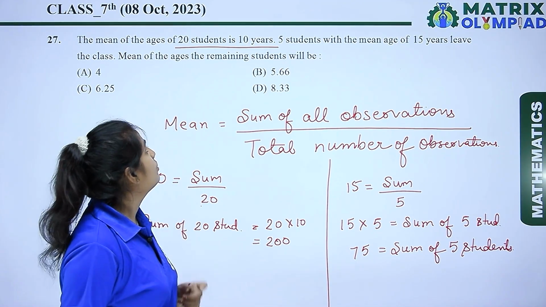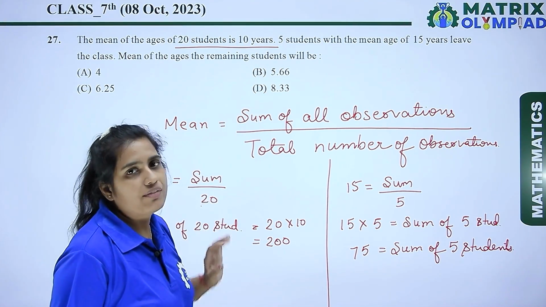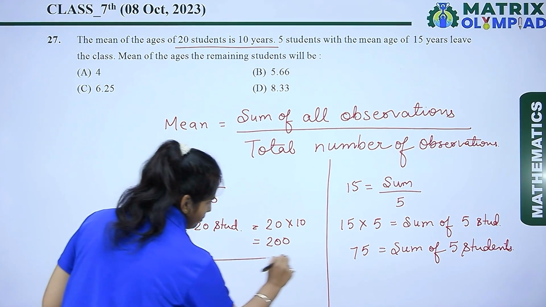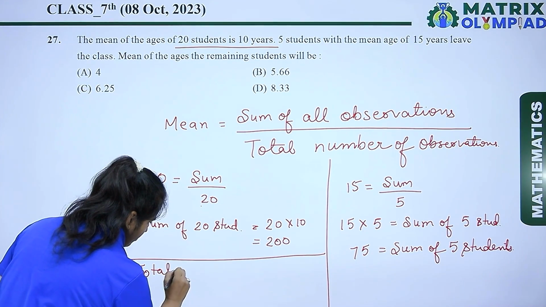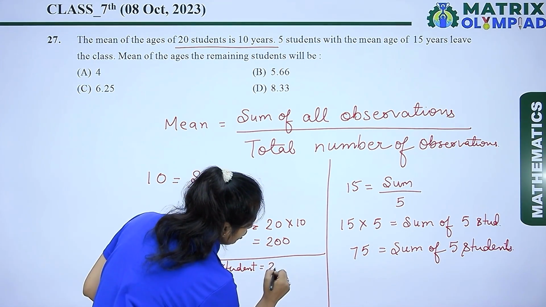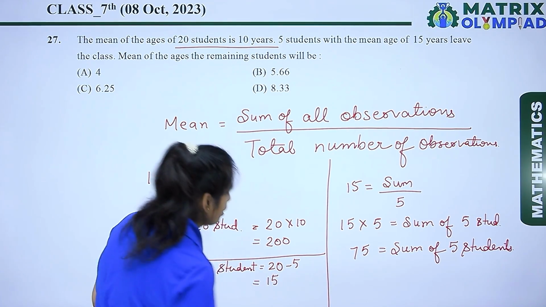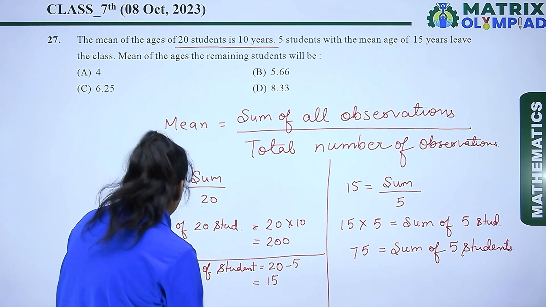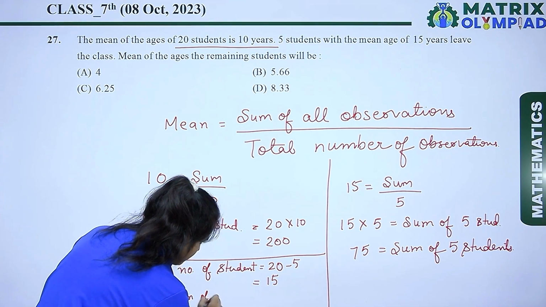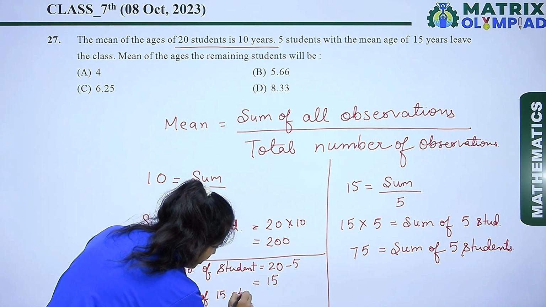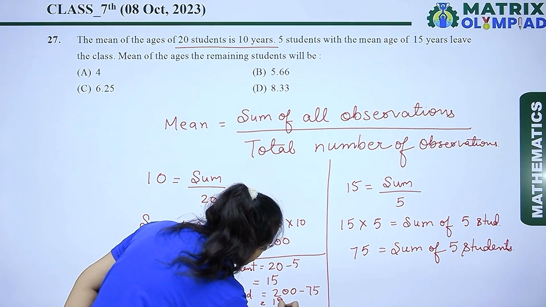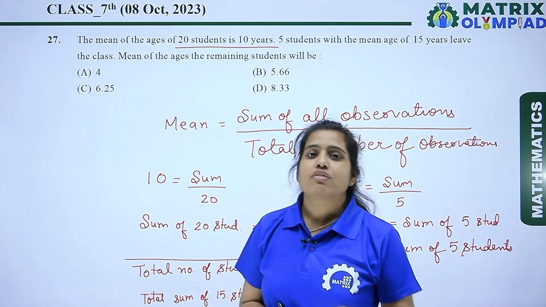Now here we have to find out the mean of the ages the remaining students will have. So here to find out the remaining, we have to first calculate the total number of students we have. Total number of students will be now 20 minus 5 is equal to 15. So, we have total number of students that is 15. Now, the total sum of 15 students will be 200 minus 75, that is equal to 125.